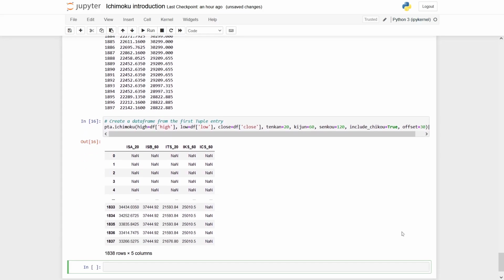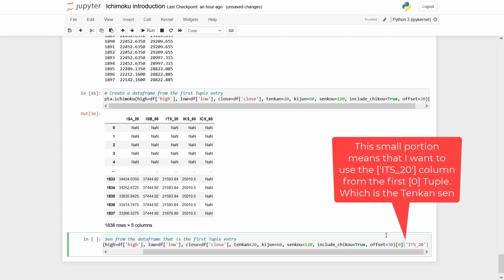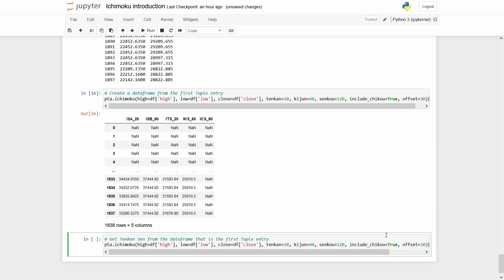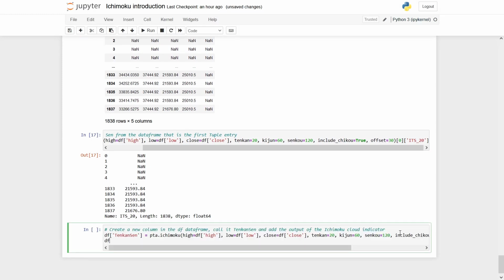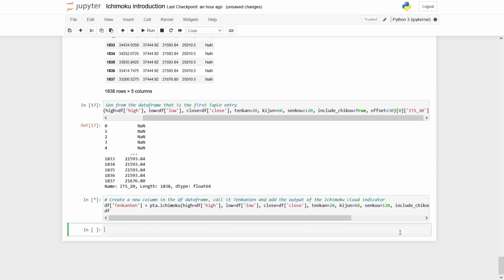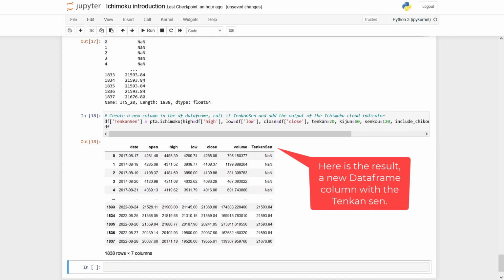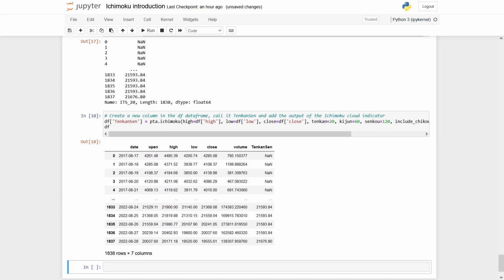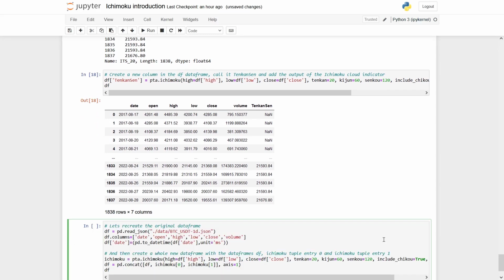And now that we know that we can create a data frame from the tuple, we can also extract one single column from that data frame. And now we are talking business, because we can now create new columns in the original data frame that was created with the candle information. So this way we can import the complete output of the two Ichimoku tuple entries on the original data frame from the candle information.